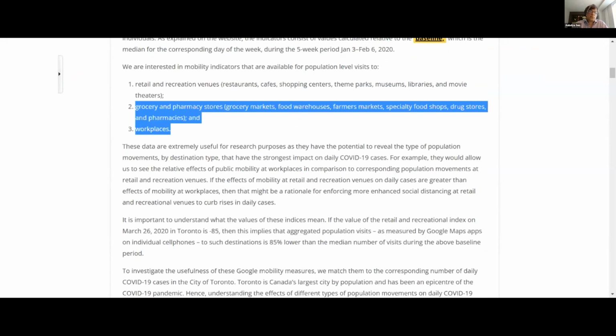But the purpose of the research was that when restrictions and lockdowns eased up and you had more mobility at these more communal public places, do you find a correlation between population movements and daily cases? At that time, the government of Canada, like all governments, didn't have any mobility data.